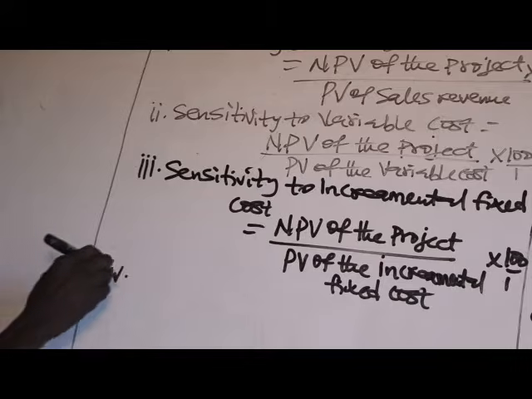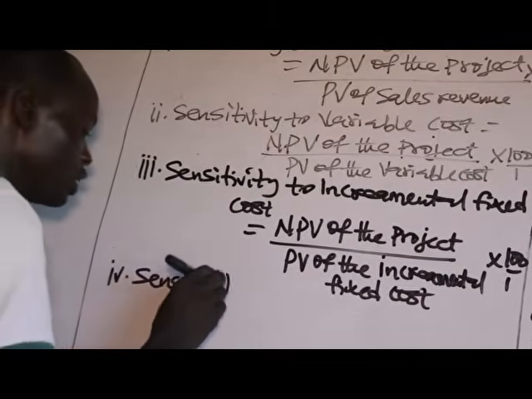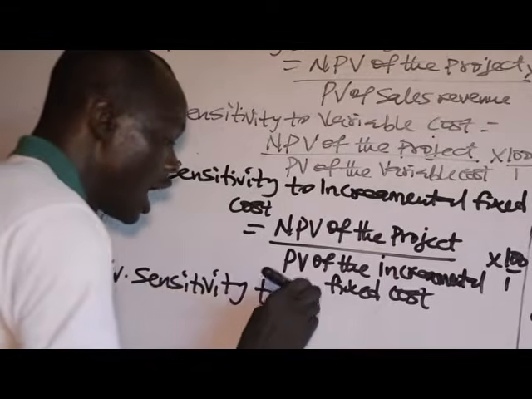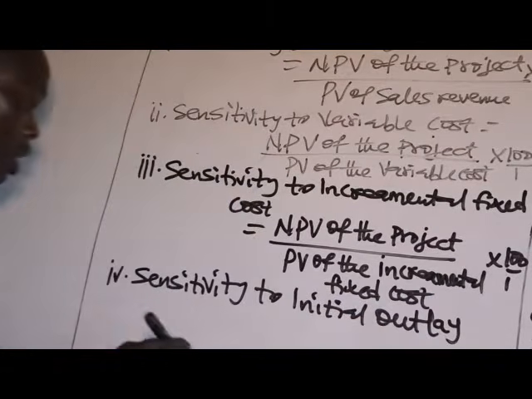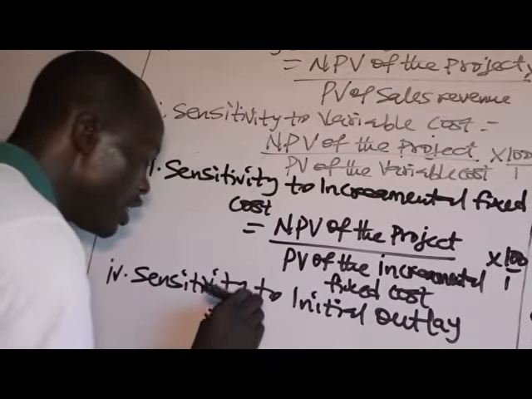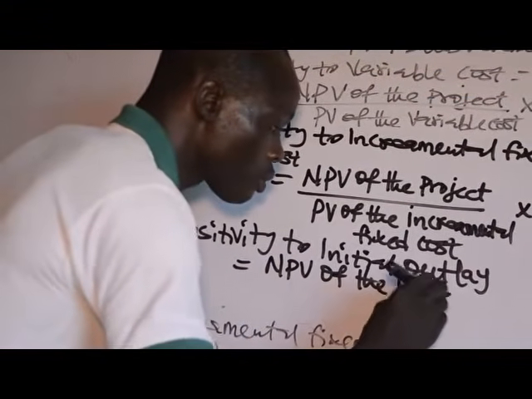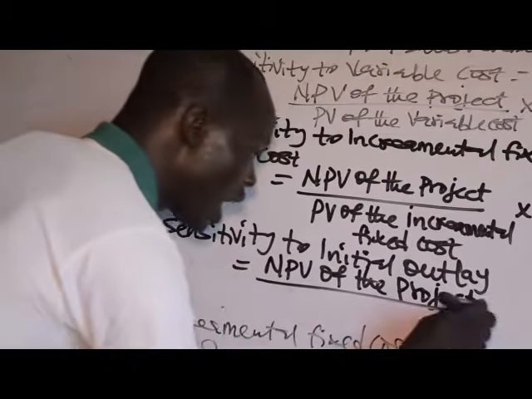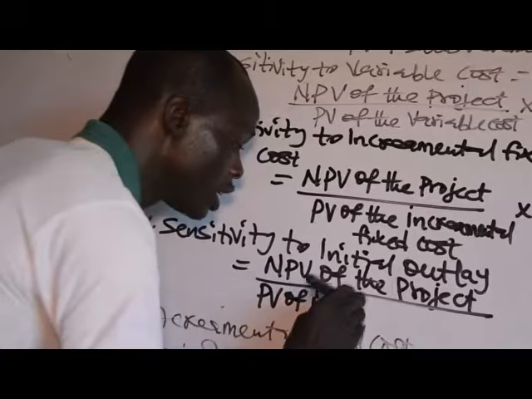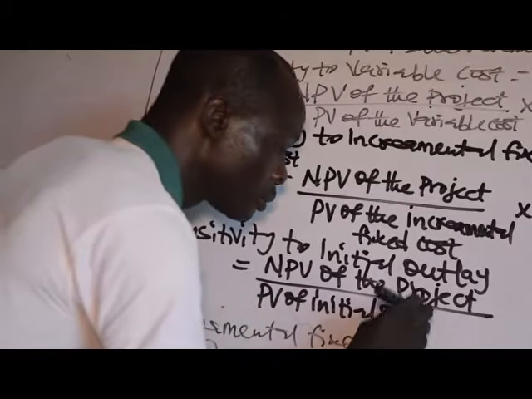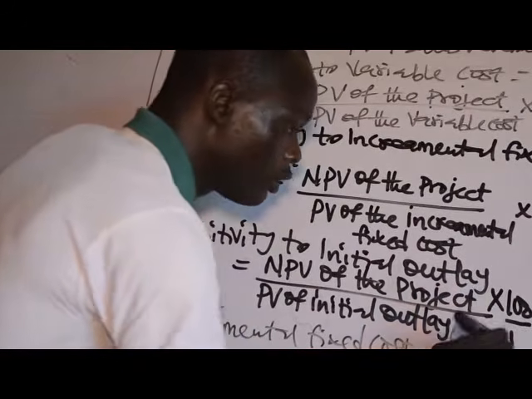Number 4, sensitivity to initial outlay. That will be the NPV of the project over the PV of the initial outlay times 100 over 1.